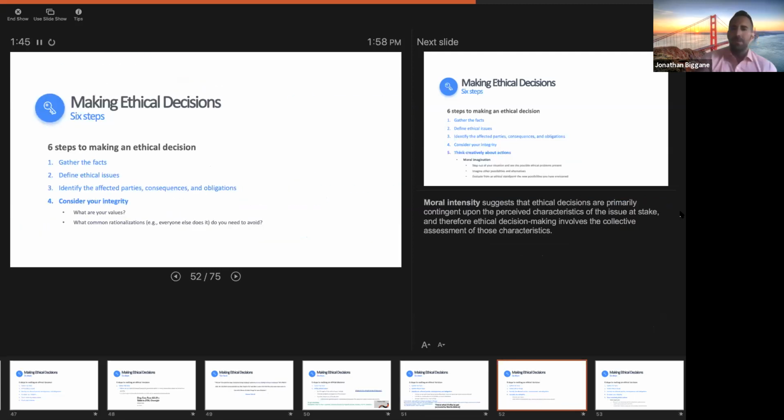Okay, so we've gathered the facts. We've tried to define the ethical issues. We've identified how people are being affected, who's being affected, and now we need to consider our integrity. So what are your values? What common rationalizations do we need to avoid? If we go back to that Ford Pinto or the GM case, we can see that there are moral and business decisions, and these aren't mutually exclusive, that we need to decide what's the right way to move forward.